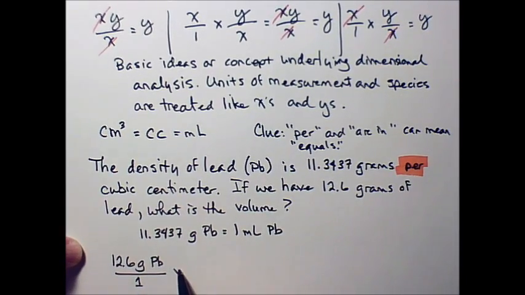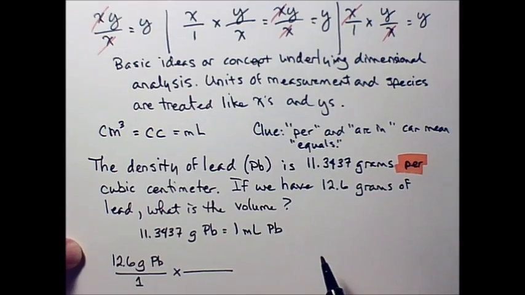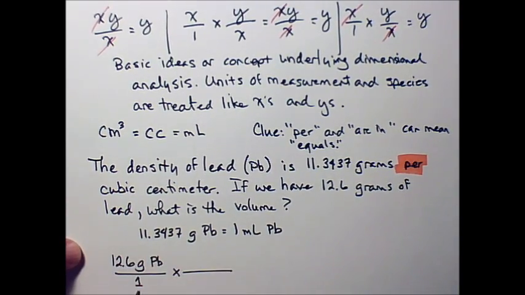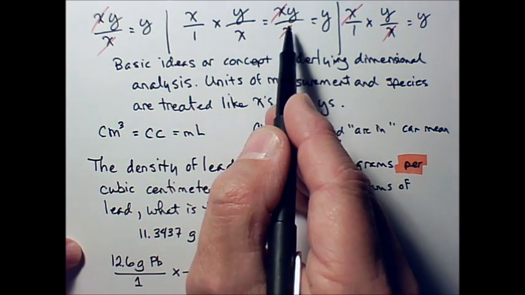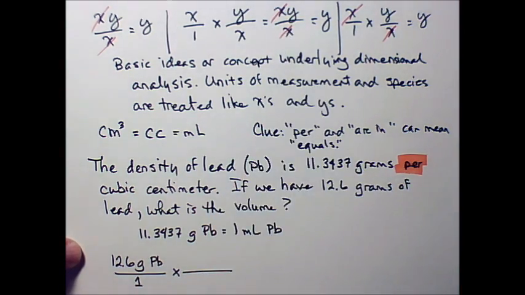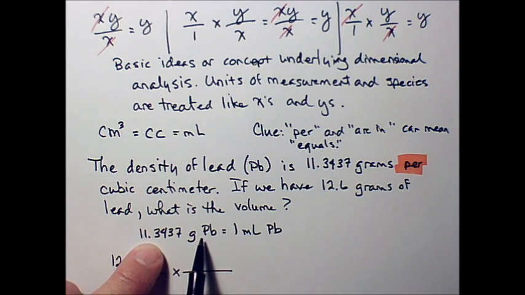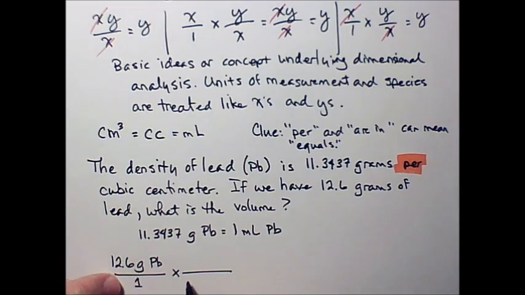Now, here's the cool part. Here's the dimensional analysis. What I want to do in this problem is find the volume. Just like I got rid of x's up here, I want to try to get rid of grams. How do I write an equality statement using this so I can get rid of grams? Well, not the 12.6 on the bottom, but I want to put this on the bottom. Wow, you guys are sharp.